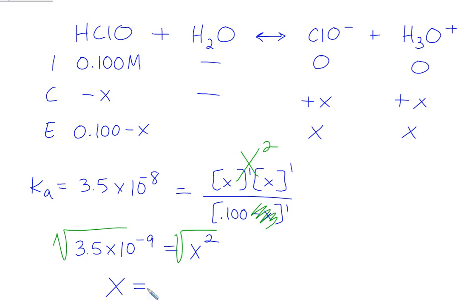Square root 3.5 times 10 to the -9. Holy moly. Even X is super small. 5.92 times 10 to the -5. Okay, do you think the 5% rule is valid? That X is crazy small. I mean, I knew that X was probably going to be small. We're not going to dissociate by much if the K value is so small.